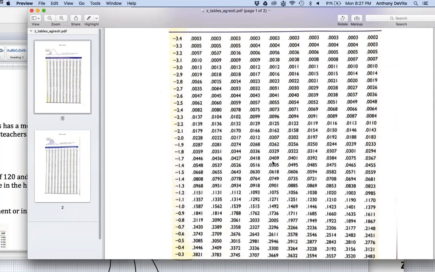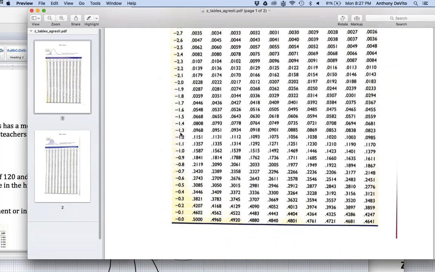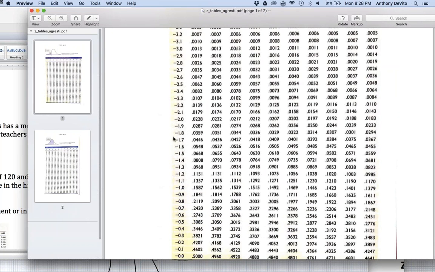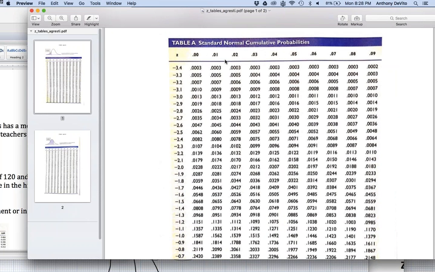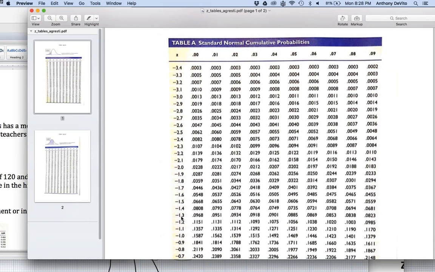What did we say it was again for 28,000? It was negative 1.33. Okay, well here's negative 1.3. Now the only problem is what about the next decimal place? The way you use this table is you find the first 2 digits in this first column, and then you go across columns to find the third digit. So negative 1.30 would be this area. Negative 1.31 would be this area, 2, 3. So the area would be 0.0918. That's the same thing we found using Excel.